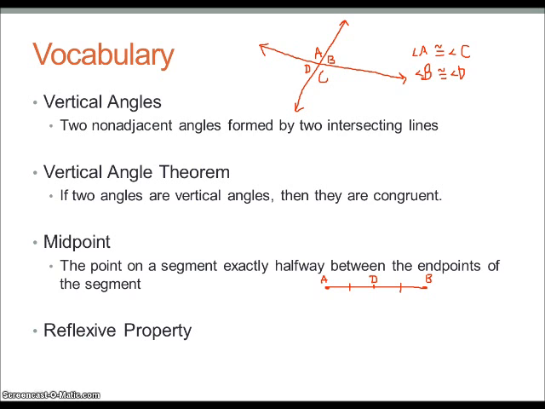And we talked about the reflexive property. The reflexive property is just something that is congruent to itself. So if we look at our diagram up top, angle A is congruent to angle A because it is congruent to itself, and that is the reflexive property.